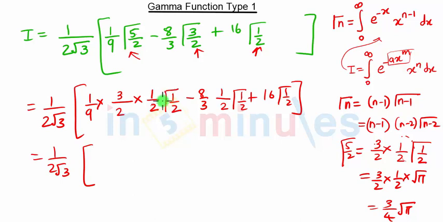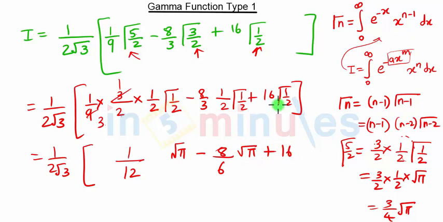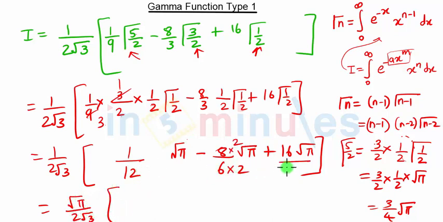So we get gamma of half as root pi, and then 3 1s are 3 and 3 3s are 9. 3 into 2 is 12. So 1 upon 12 root pi, minus 8 upon 3 into 2 is 6, and gamma of half is root pi, plus 16 gamma of half is root pi. If we take root pi outside, we get root pi upon 2 root 3. After this, here we have 12, so we take the LCM. So we get 1 minus 8 into 2 is 16 plus 16 into 12 is 192 upon 12.